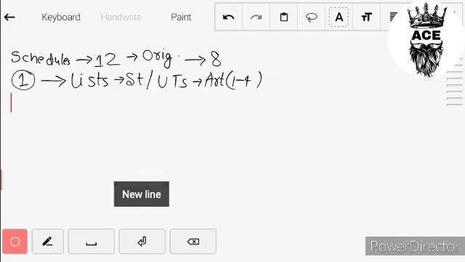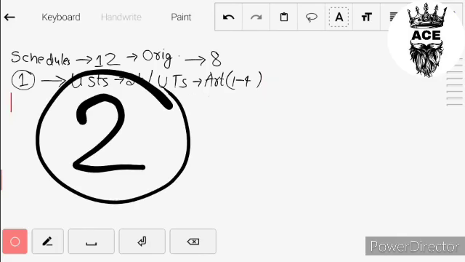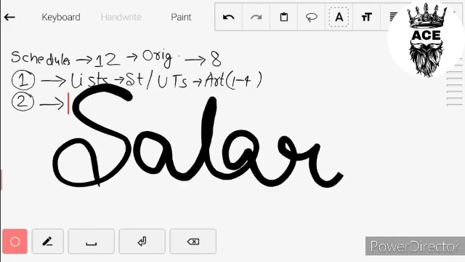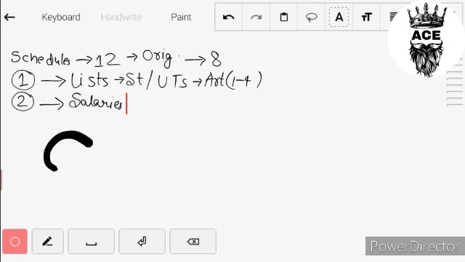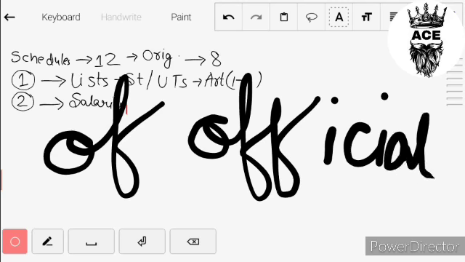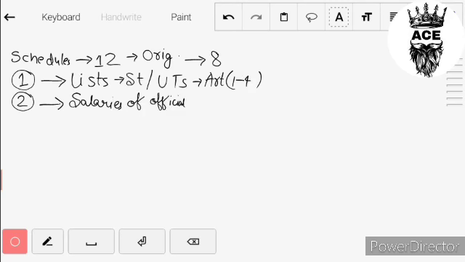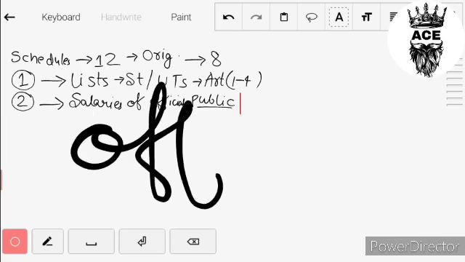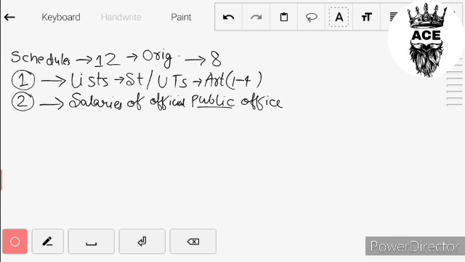If we talk more about it, then in the second schedule you see the salaries of the officials. The salaries of the officials have been discussed in schedule 2. One question arises: which officials? The officials who are holding public office, like the judge and the CAG. Whomsoever is there, their salaries have been discussed in the schedule.